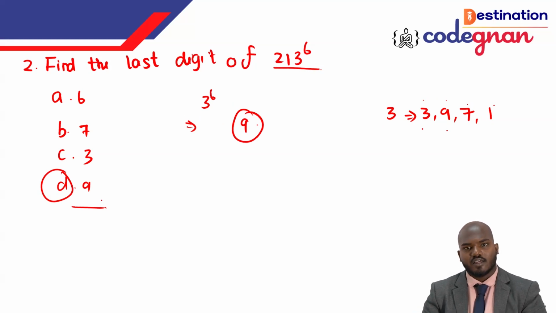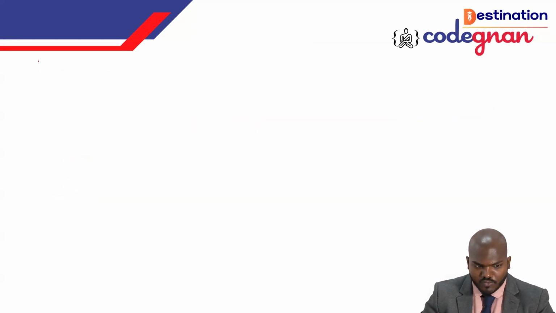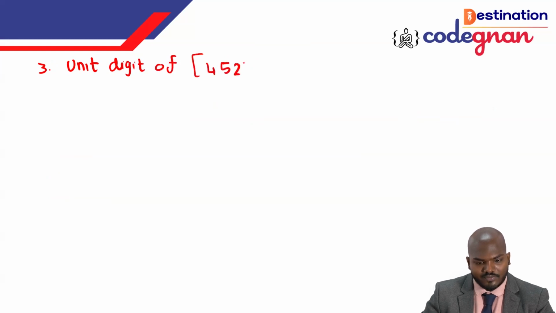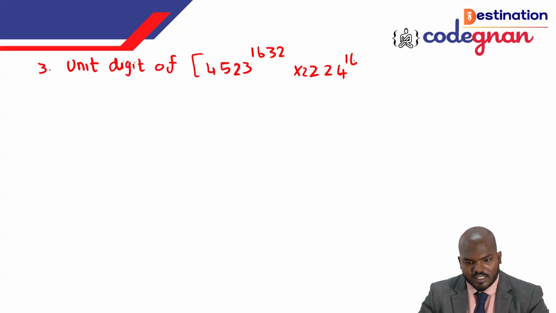If they are asking about the unit digit from the number system, guys, definitely they're going to ask you this. I'll give you one more sum that will make you think. From the unit digit, we will go with the related factors. Find the unit digit of 4523 power 1632 times 2224 power 1632 times 3225 power 1632.